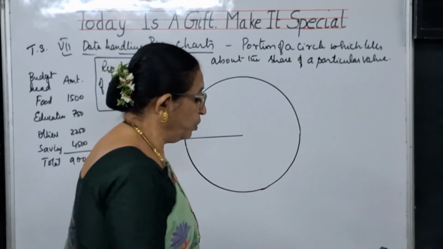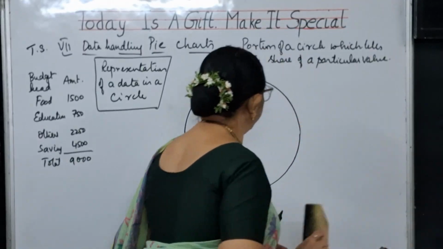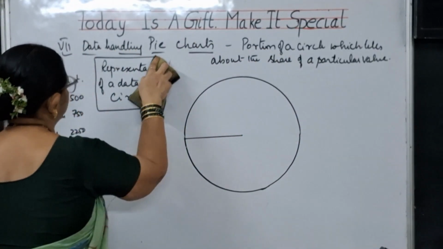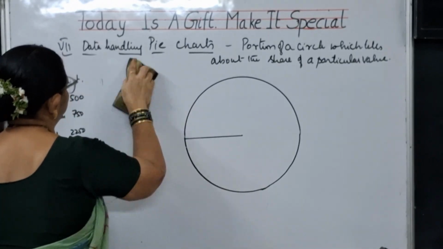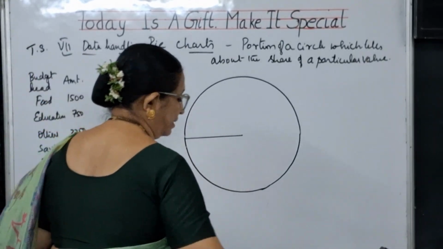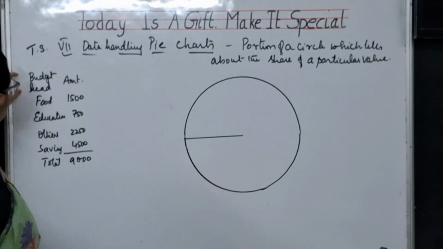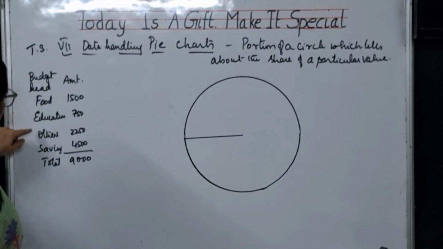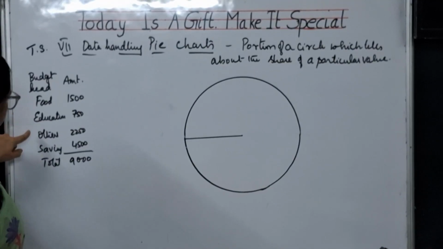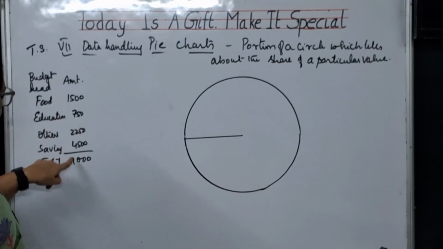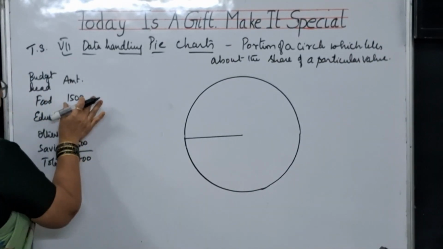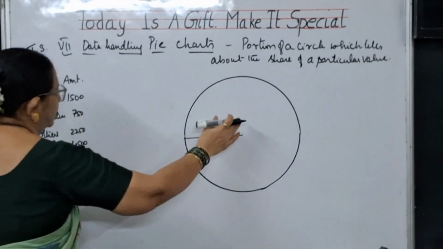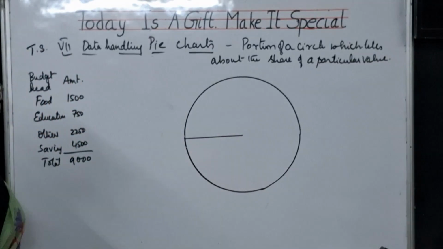So let us see how it has to be done, how the pie diagrams have to be done. One example is given in your book, so let me do it. So this is about budget head, means whatever the budget is made about: food, education and others, saving. This whole total is 9,000. This 9,000 should be, means each one should be represented in the circle. How are we going to do?